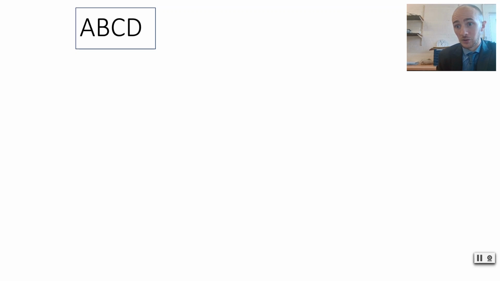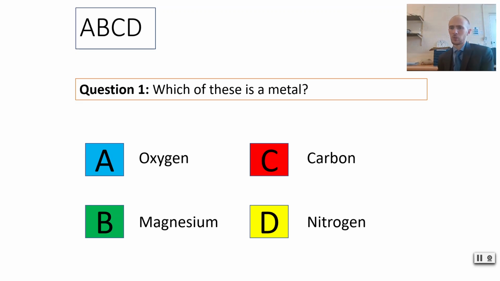So, let's get started. Question 1. Which of those is a metal? That's an easy question to start with. Is it A, B, C, or D? Have a look. Write down the answer. We'll go through the answers later.